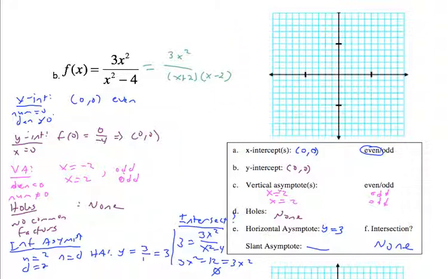To sketch the graph, let's put on our x-intercept, and that's also our y-intercept. In this case, I'm going to put a little e next to it because it has even multiplicity. Let's sketch in our asymptotes. We've got the horizontal asymptote at y equals 3. So I'll sketch that using a dashed line. Y equals 3.